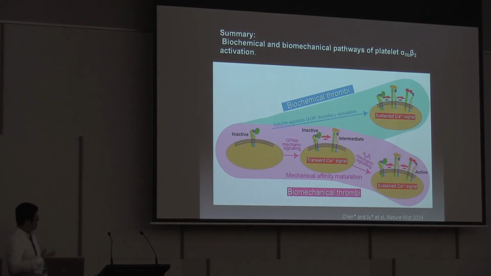Because of the limit of time, I don't have enough time to show all the data, but I want to give you a summary of this work. We mapped the integrin conformation and activation landscape for two pathways: one is the biomechanical pathway, which we claim is the new one, and the other is the classic biochemical pathway. What we show here is that for the biomechanical platelet integrin activation pathway, there is an intermediate transient state, and the integrin can transition to that state and then wait for the next stimulation to fully mature.